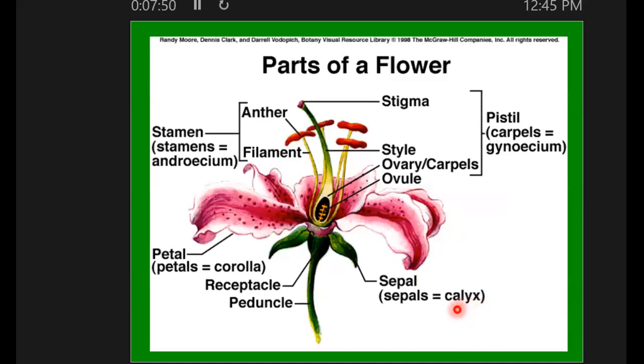You don't need to know the word calyx. I don't really talk about corolla. I use the word petal or petals.